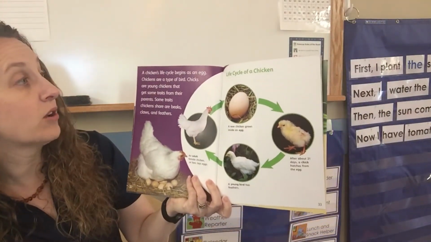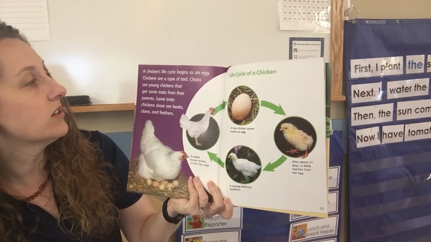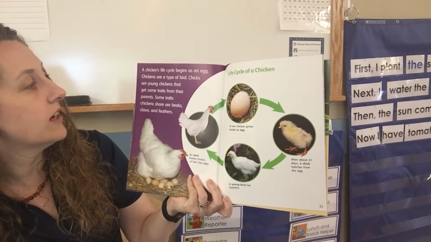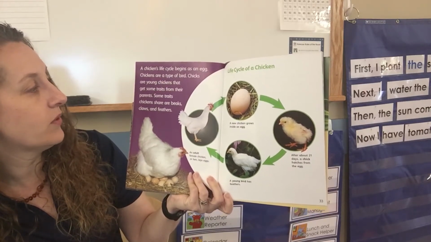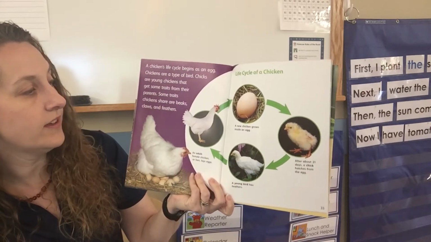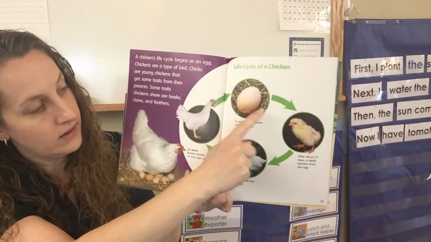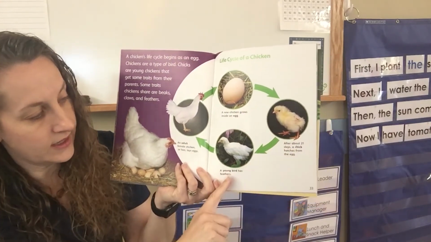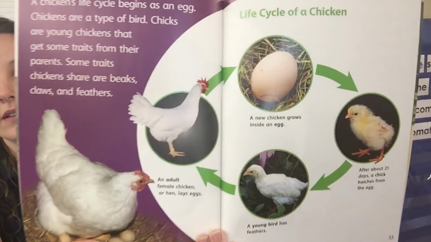A chicken's life cycle begins as an egg. Chickens are a type of bird. Chicks are young chickens that get some traits from their parents. Some traits chickens share are beaks, claws, and feathers. So they start as an egg, then they become a chick, then a young bird, and then a full adult chicken.